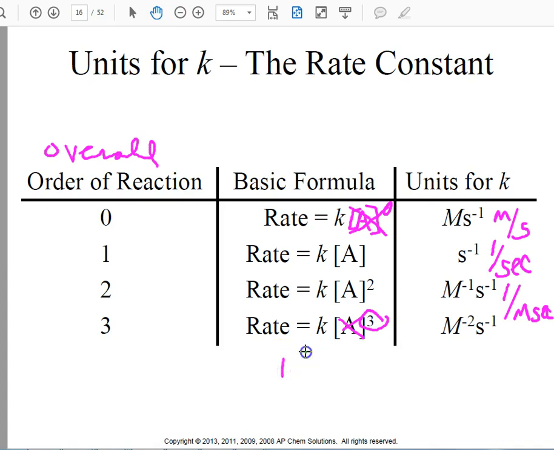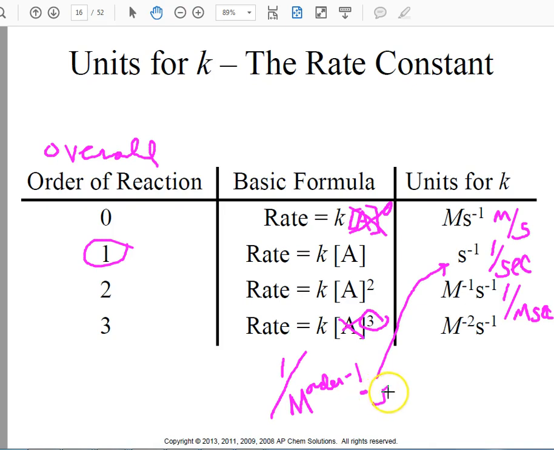The key is that the units on K are equal to 1 over molarity to the order minus 1, times time. So if your order is 1, 1 minus 1 is 0, right? So that's why there's no molarity in that unit.